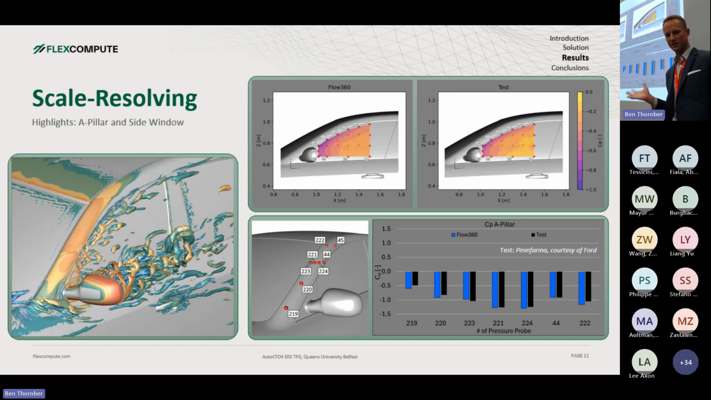And then the side window, overall, collectively, we're on the order of something like 10% differential with regards to the CP absolute values. I find that to be acceptable for this particular resolution and time stepping.